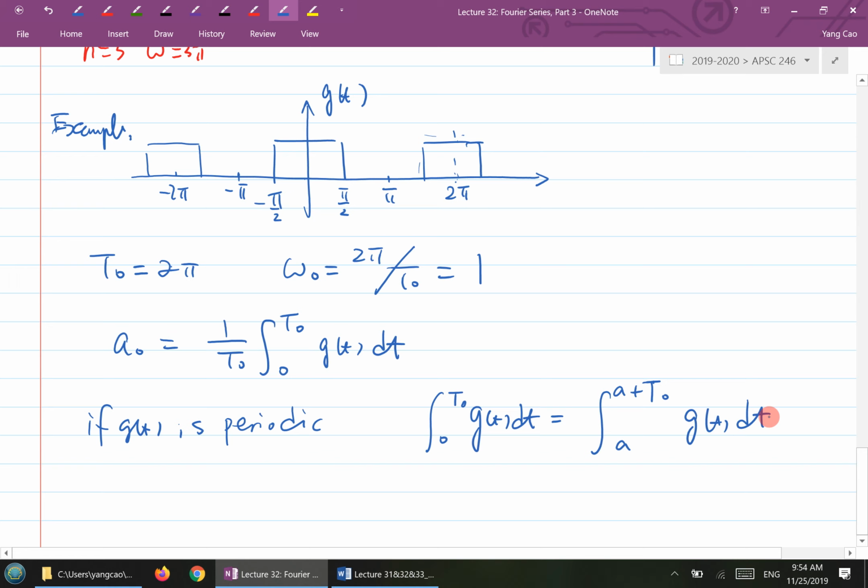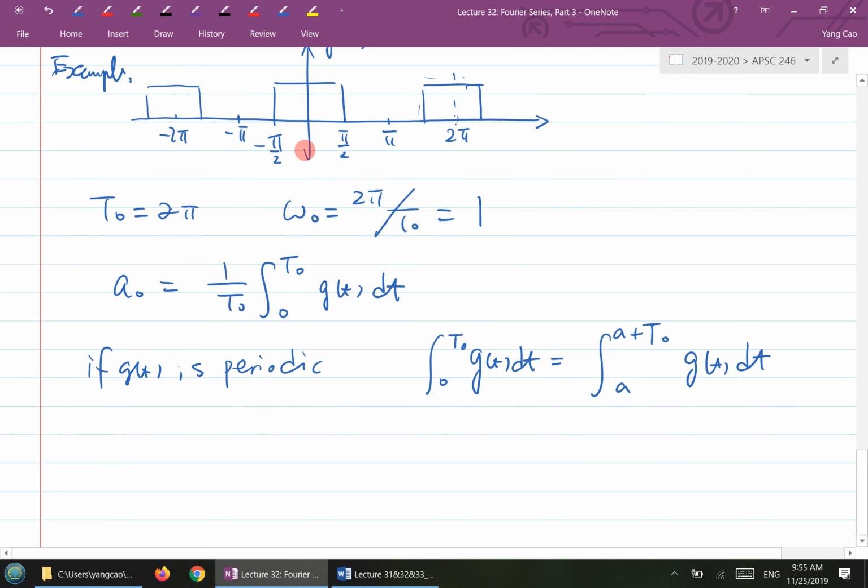And that's the nature of a periodic function. So if I come back to this given periodic function here, now instead of 0 to 2 pi, if I let a equal to negative pi, right? If I put a negative pi for a, I should get exactly the same integral.